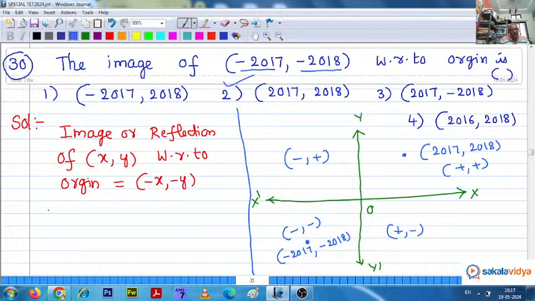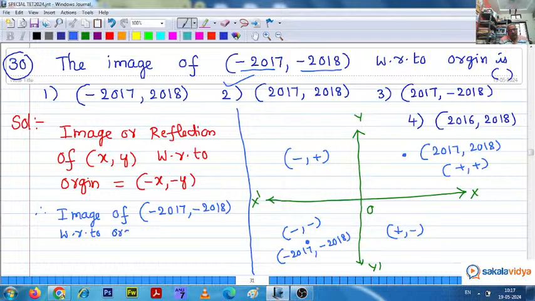So our answer, you see, therefore image of minus 2017 comma minus 2018 with respect to origin is equal to minus of minus 2017, so that makes 2017, and minus into minus is plus 2018. So our answer is second option is the right option.